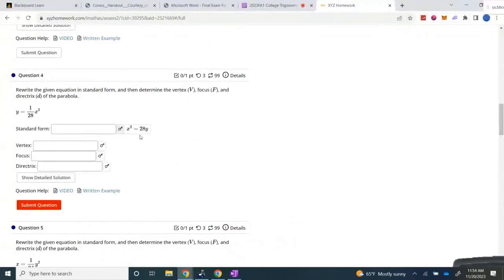All right, so it's standard form. So now they have x squared is equal to 28y, but I would write it as 4 times 7 times y. Okay, they will accept that. The vertex is 0, comma 0. The focus is 0, comma 7. The directrix is y is equal to -7.